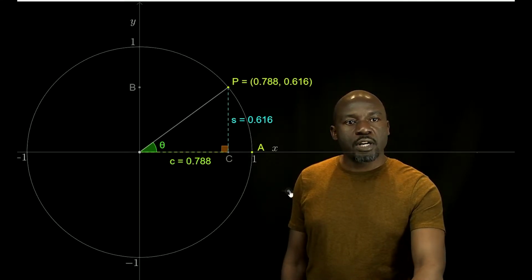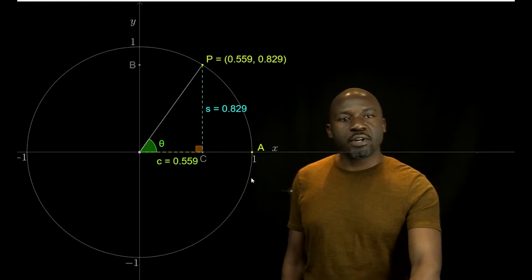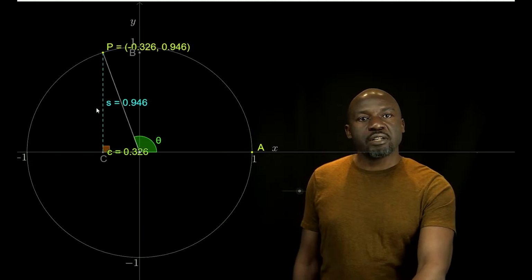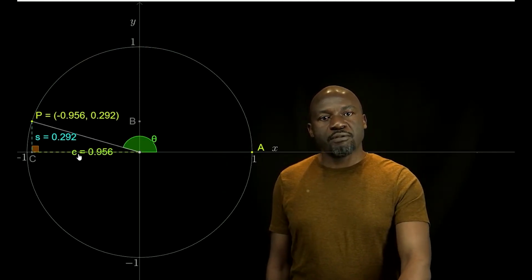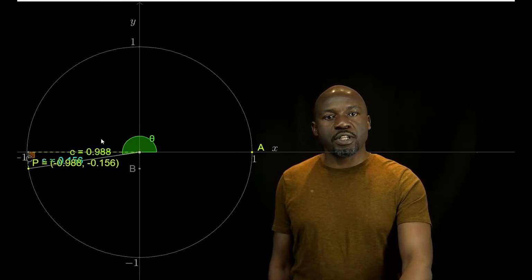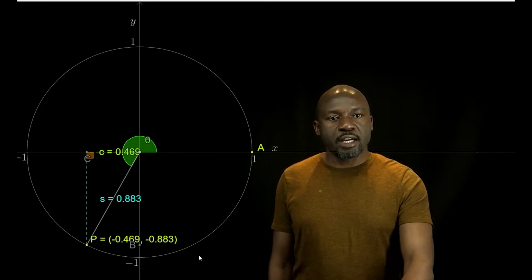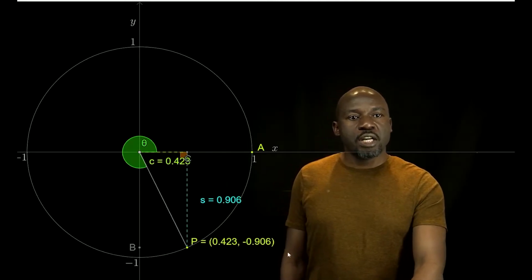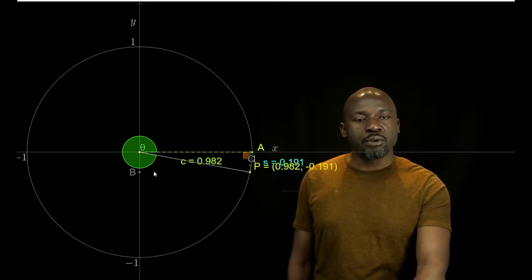Now, as P moves around, we can see that at some times the y and x values are positive, and sometimes they are negative. Right now both are positive, looking at the coordinates of point P there. When we get into the second quadrant, the x coordinate, the value of C, is negative, and the value of the y coordinate is positive. When we get into the third quadrant, both x and y coordinates are negative. And when we get into the fourth quadrant, only the y coordinate is negative and the x coordinate is positive, which makes sense when you look at the diagram.